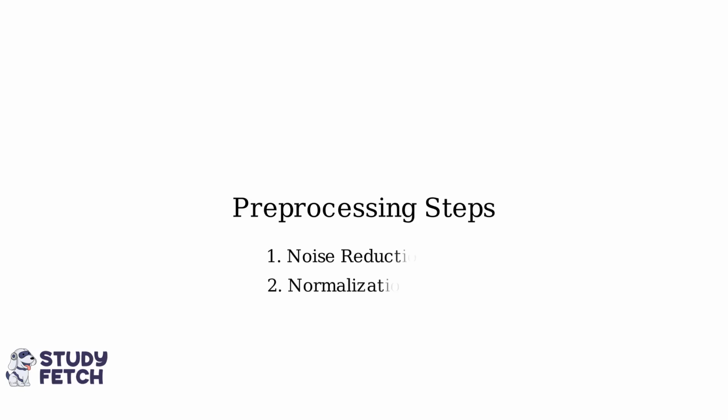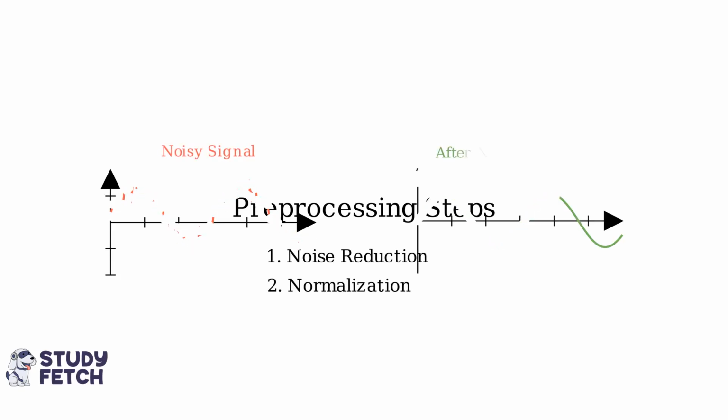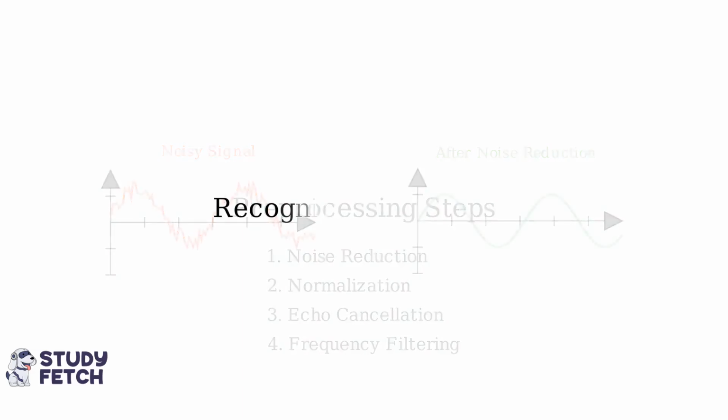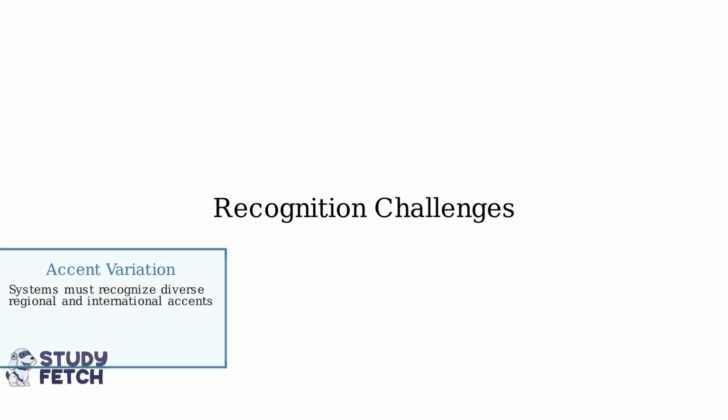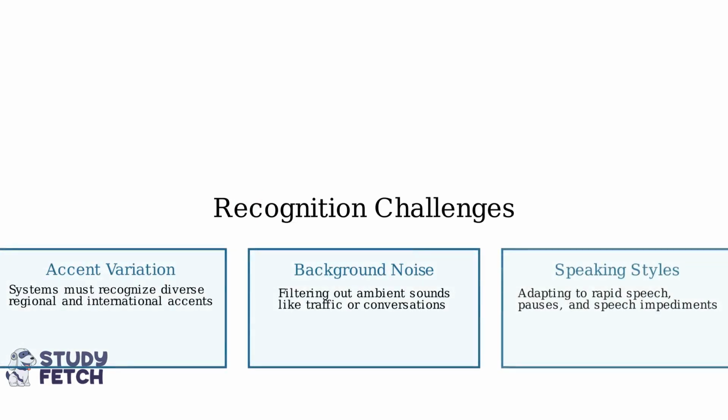Pre-processing includes noise reduction and normalization to enhance the quality of the input. Modern AI speech recognition systems need to handle various accents, background noises, and speaking styles, making initial processing crucial for accuracy.